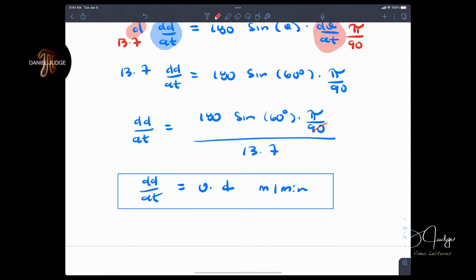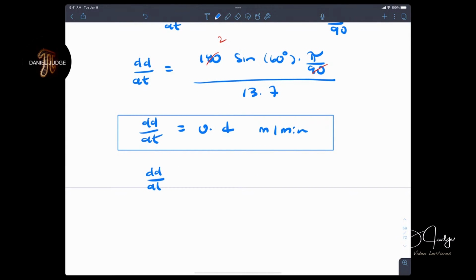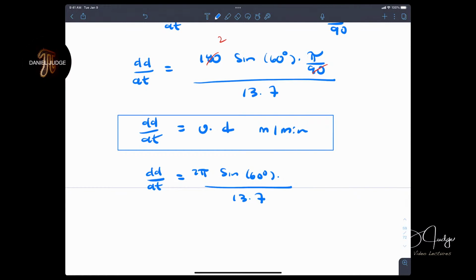You know, I'm seeing this here like, we could have simplified further, by the way. And double check that everything I'm doing here is correct. dD dt equals 2 sine 60 times pi over 13.7. And we could have moved this and put just 2 pi here. Let's double check. 2 pi sine 60 divided by 13.7. 0.397 again. Okay. Sorry about that. Hitting wrong buttons there. There you guys go here.